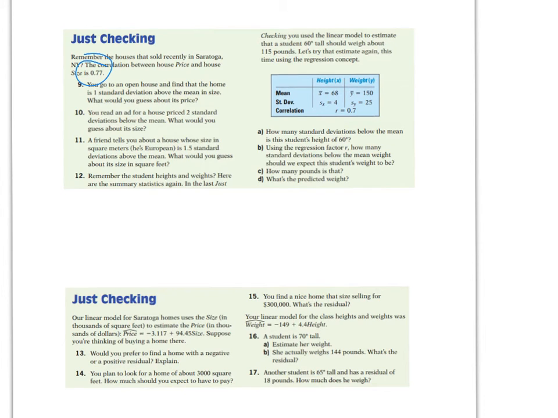So for number 10, it says you read an ad for a house that's priced 2 standard deviations above the mean. What would that mean about the size? It would be 2 times that 0.77, so it'd be 1.54 standard deviations above the mean. So you're matching your correlation coefficient and your standard deviation.